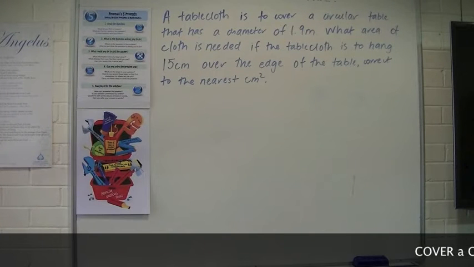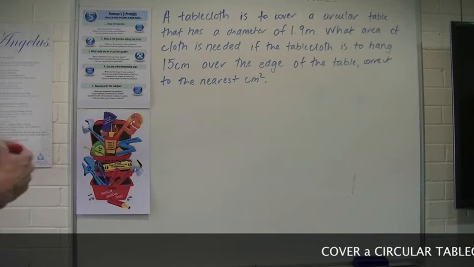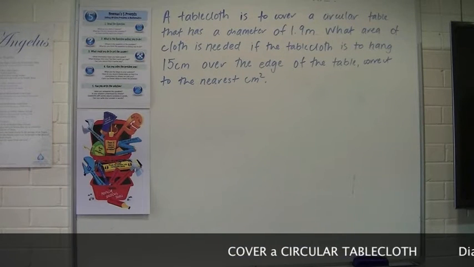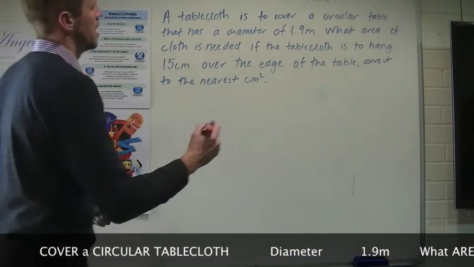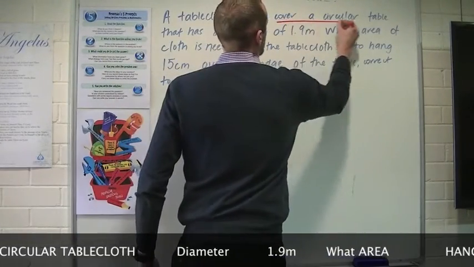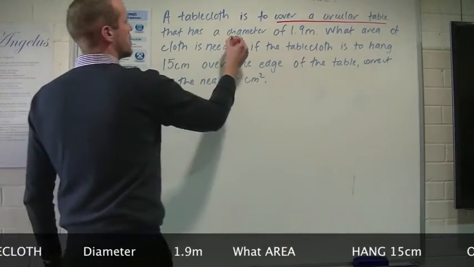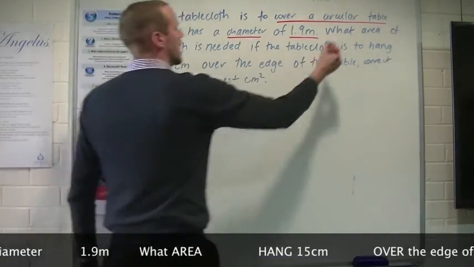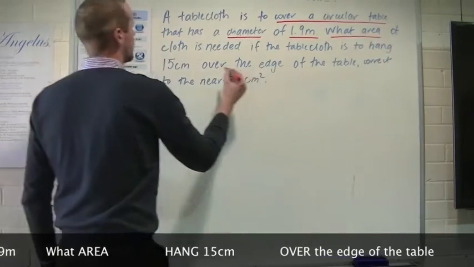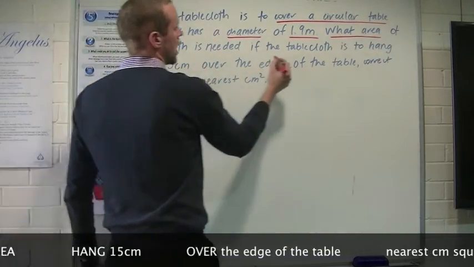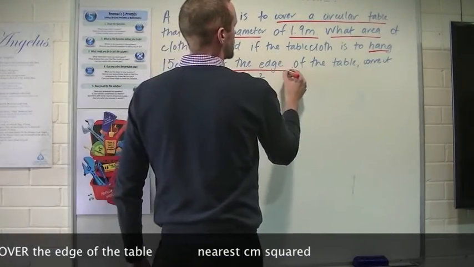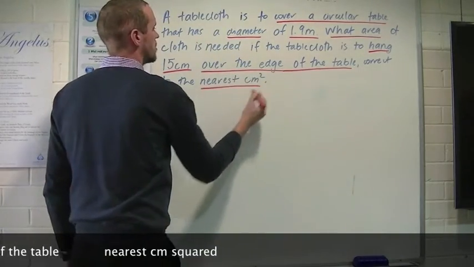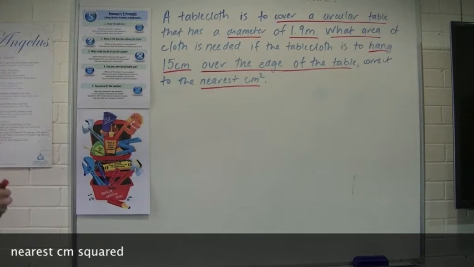Okay, so here we have another question. Once again, looking at our Newman's prompts, we're going to read the question. And what I'm going to do is underline the key words in the question. A tablecloth is to cover a circular table that has a diameter of 1.9 metres. What area of cloth is needed if the tablecloth is to hang 15 centimetres over the edge of the table? Correct to the nearest centimetre squared. Okay, so there are our important keywords.